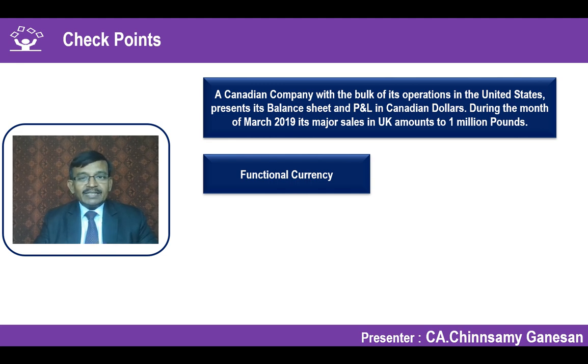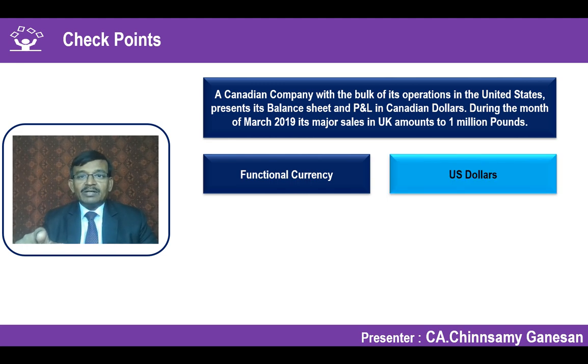The functional currency in this case is nothing but US dollar because bulk of its operations, or the major economic environment in which the entity is operating, is in the US. Even though the company is a Canadian company, the major economic environment in which it operates is in the US. So to that extent, functional currency becomes US dollar.